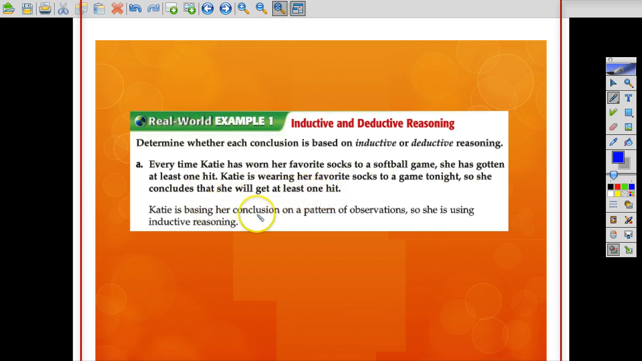Katie is basing a conclusion on a pattern of observations. So she's not basing it on any facts. She's just basing it on observation and patterns. So this is inductive reasoning.